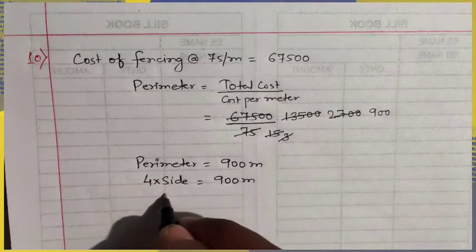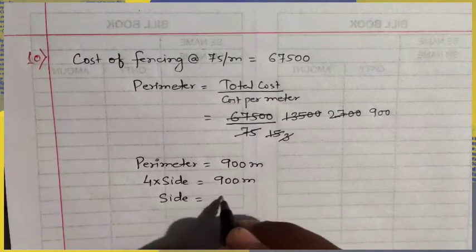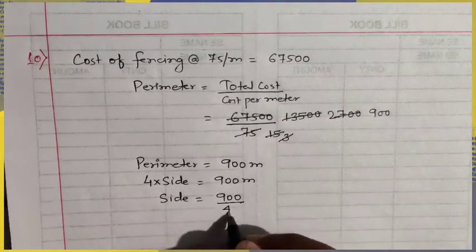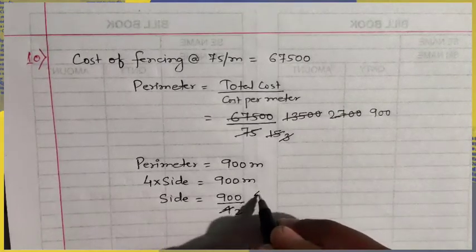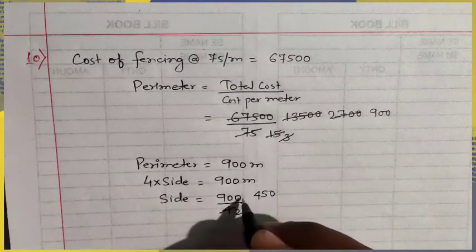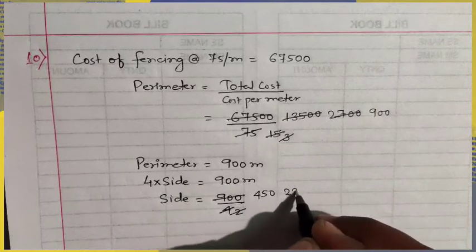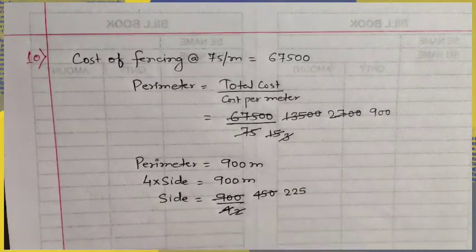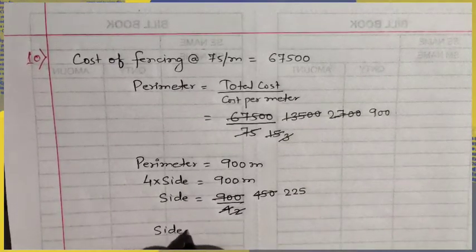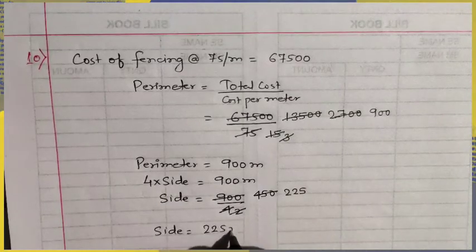Now we have to calculate the side. We will send 4 to RHS. 900 divided by 4. 2 2 ja 4, 2 4 ja 8, 2 5 ja 10, 0, 2 2 ja 4, 2 2 ja 4, carry 1, 2 5 ja 10. Side of the square we have got 225 meter.